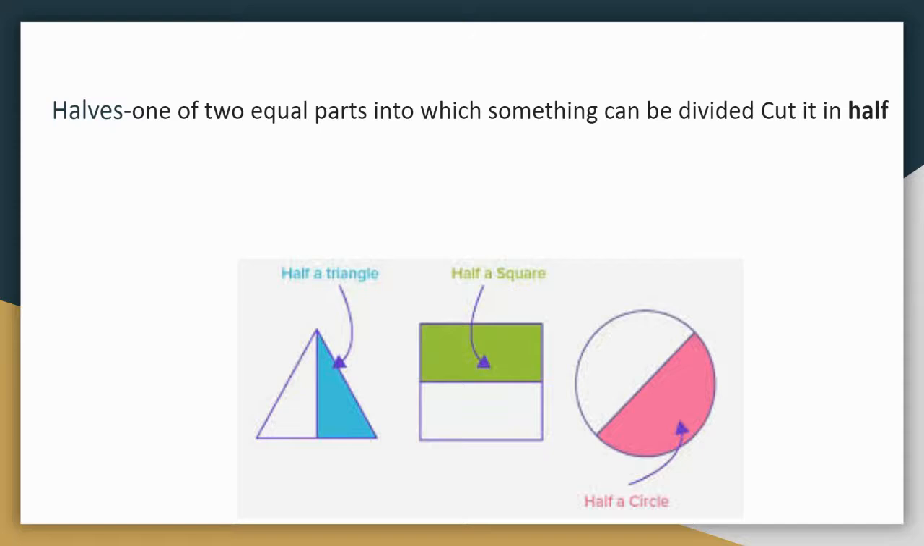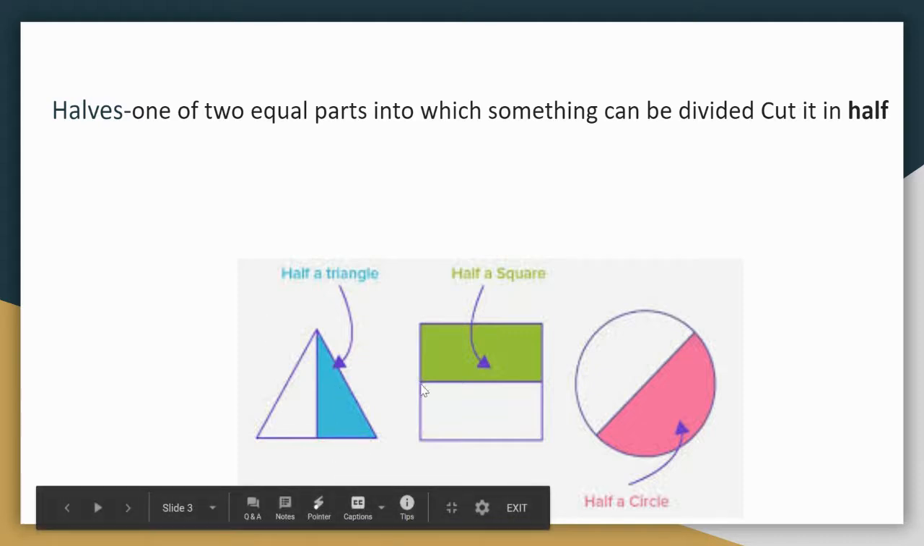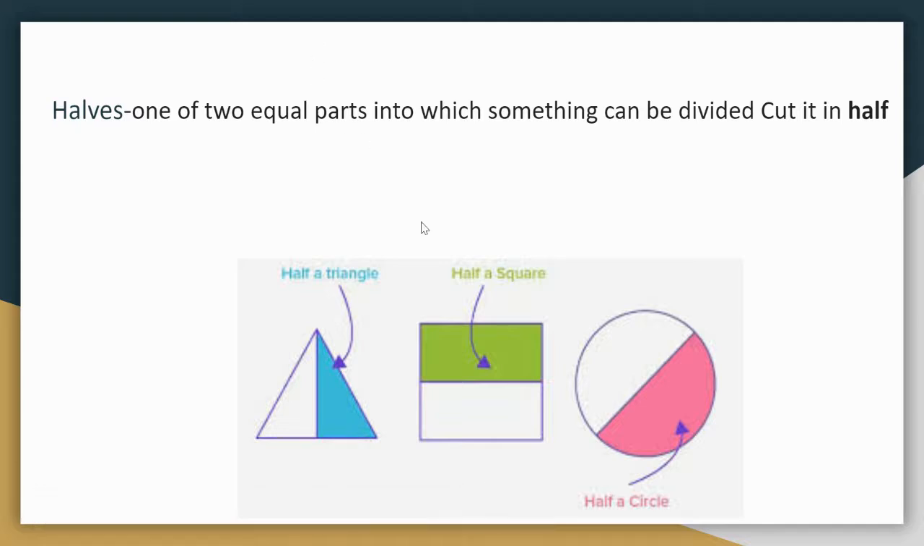Halves, one of two equal parts into which something can be divided or cut in half. So half of a triangle, half of a square, half of a circle. Do you see how they're both equal parts? They're worth the same amount. So one of two equal parts is a half.